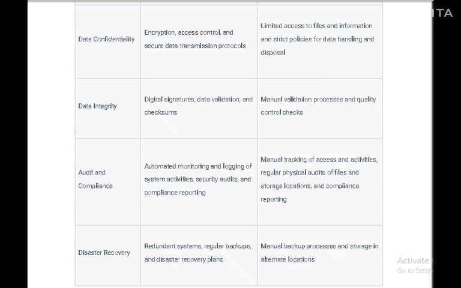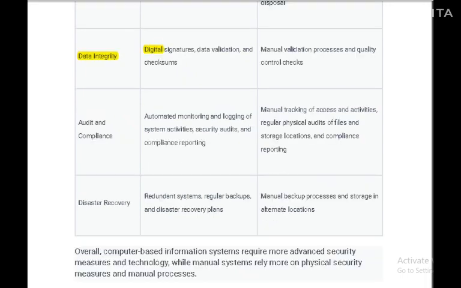For maintaining integrity of the computer-based system, we can use digital signatures, data validation, and checksums as techniques for maintaining the integrity of the system. And in a manual system, manual validation processes and quality control checks are used.